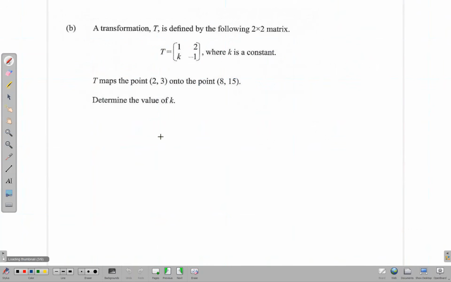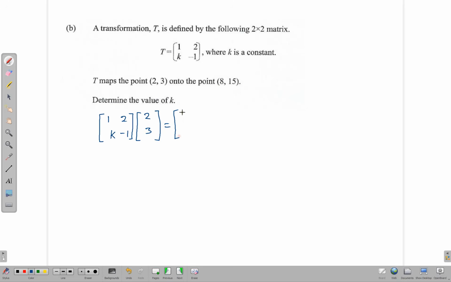Next, we go to the other part of the question, which says a transformation T is defined by the following 2 by 2 matrix. T is equal to [1, 2; k, -1], and k is a constant, which is just a number. That transformation maps the point (2, 3) onto (8, 15), and we're supposed to find the value of k. Now what we know is that once we multiply the matrix [1, 2; k, -1] by the point (2, 3), we're going to end up with (8, 15).